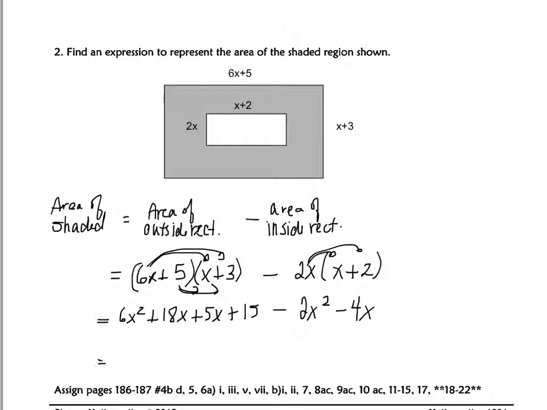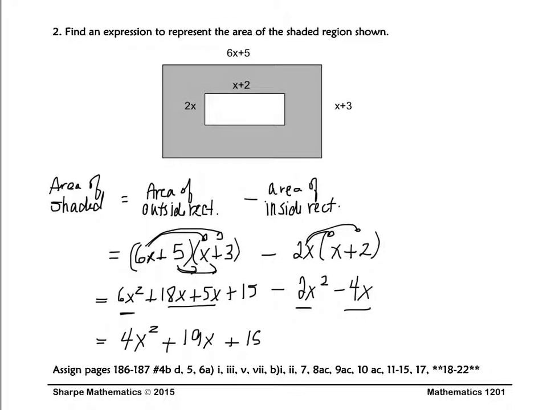And then all we have to do is put like terms together. So we got 6x squared and a minus 2x squared is going to give you 4x squared. 18x and 5x is going to give you 23x, and 23x minus the 4x is going to give you plus 19x. And then you got your positive 15 left over. And that's the simplified expression to represent the area of the shaded region.